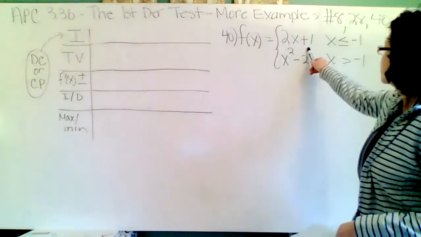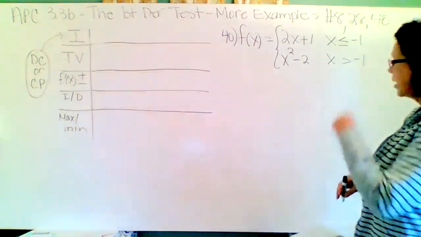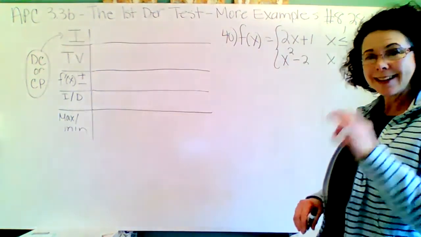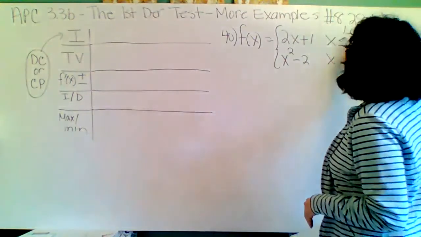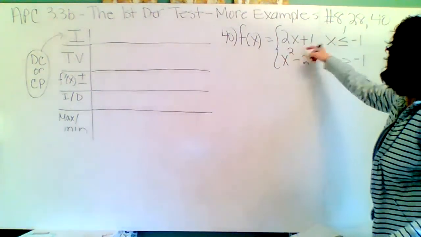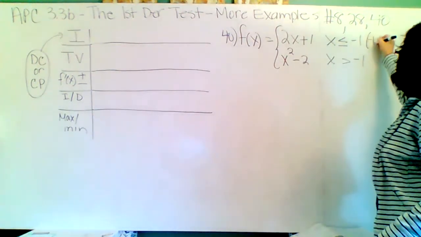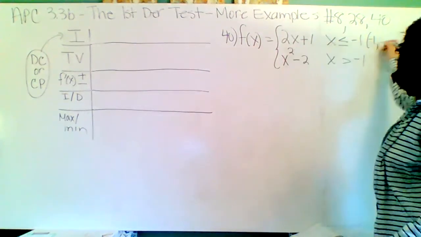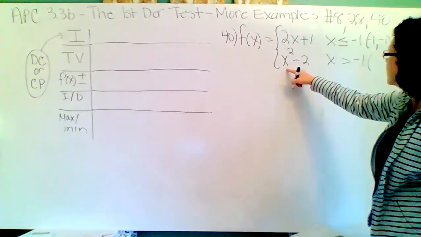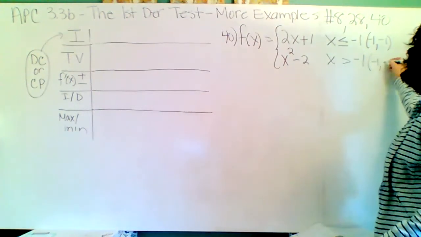First of all, 2x plus 1 does not have any discontinuities on its own, and neither does this parabola. Let's see if this function is continuous. We're at -1, right? When I put a -1 into this function, I get a -1 out. When I put a -1 into this function, I get a 1 minus 2, a -1.